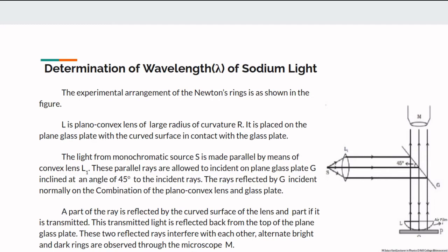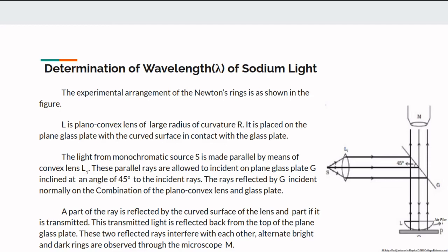The next topic is determination of wavelength of sodium light using Newton's rings. We know that sodium light is a monochromatic light, and we use monochromatic light for interference fringes. In general, in laboratories, sodium light is taken as the monochromatic light. We have to determine the wavelength of sodium light by using Newton's rings. First of all, we will discuss the experimental setup.